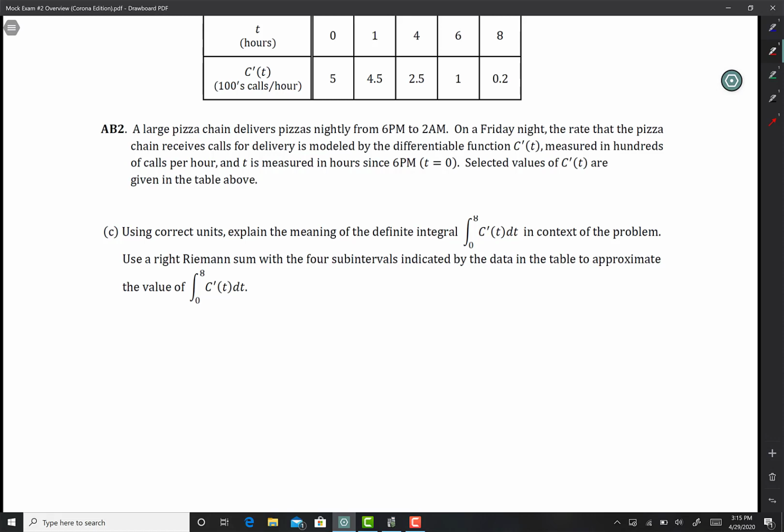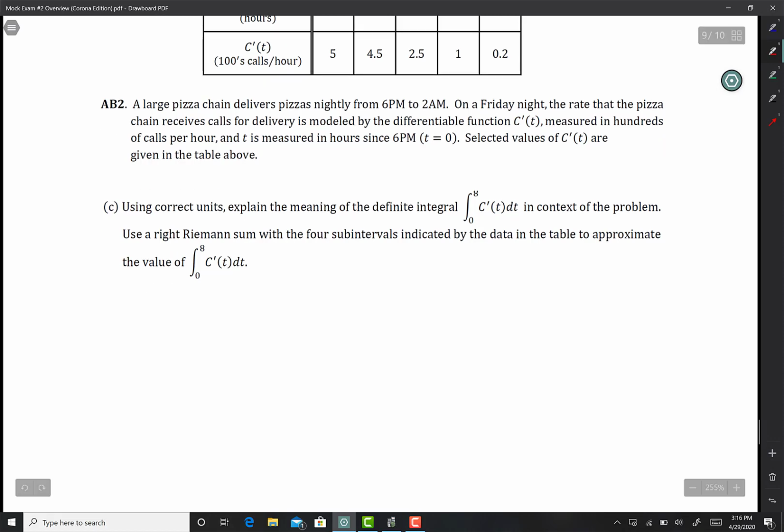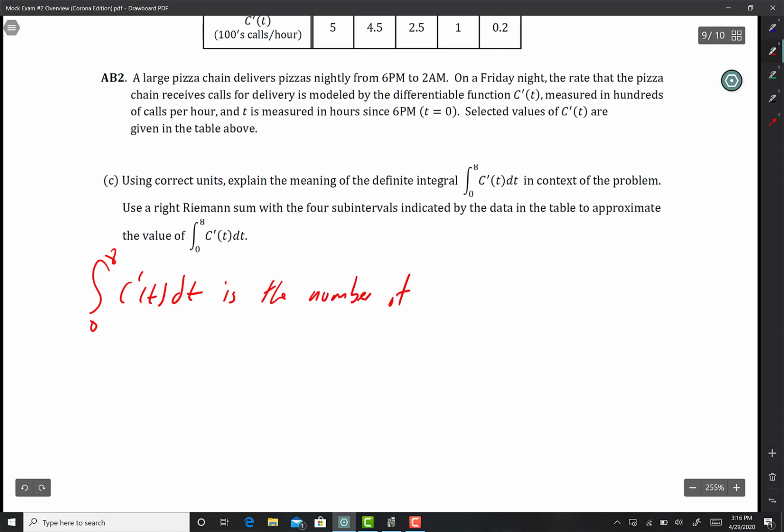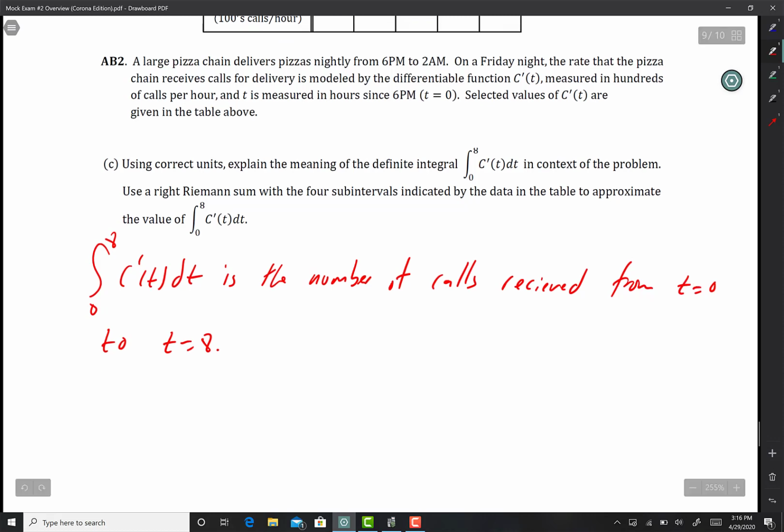Okay, well, cost per hour, use your units. C prime is in cost per hour and dt is in hours. Cost per hour times hours is cost. So in the context of the problem, the integral from 0 to 8 of C prime of t dt is the number of calls received from t equals 0 to t equals 8. If you want to say 6 p.m. to 2 a.m., that's fine.